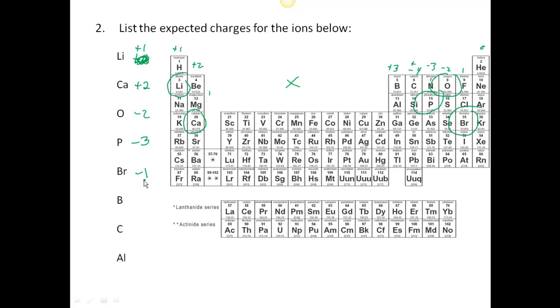Now boron's in the +3 column. So it's going to be a +3. And carbon is in the plus or -4 category. It's important that you see that. When these things are bonding, carbon is either going to give up or gain 4 electrons. And you don't know which one it is because it could do either one. Now aluminum is in the +3 column. It's right there. So it's going to stay a +3.